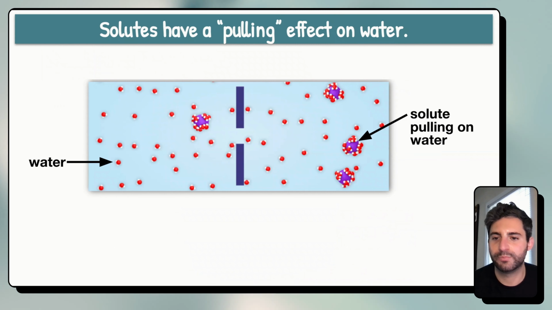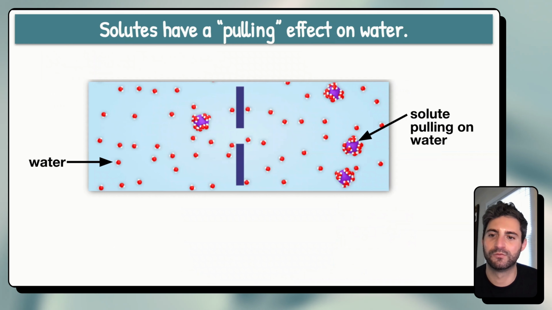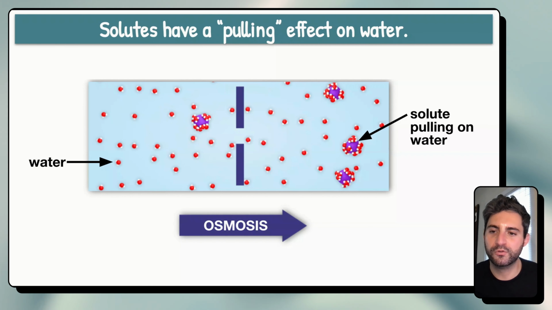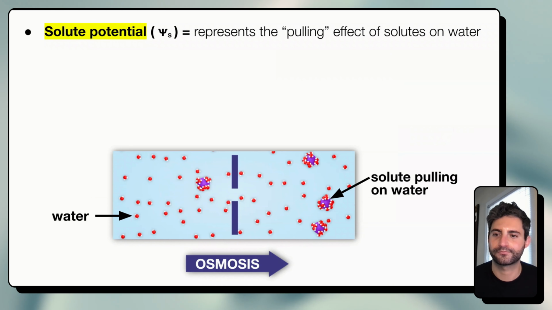In terms of solute potential, we have to think about solutes and the way they interact with water. Solutes have a pulling effect on water, and the direction of water will always be from an area of low solute concentration to an area of high solute concentration. So water will move by osmosis into the area that has the higher solute concentration in order to help dilute the concentration of solute on that side.